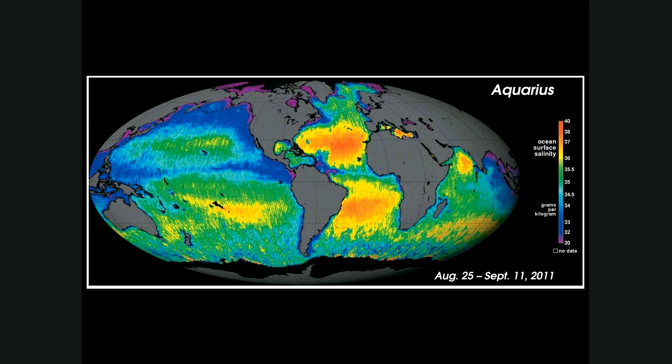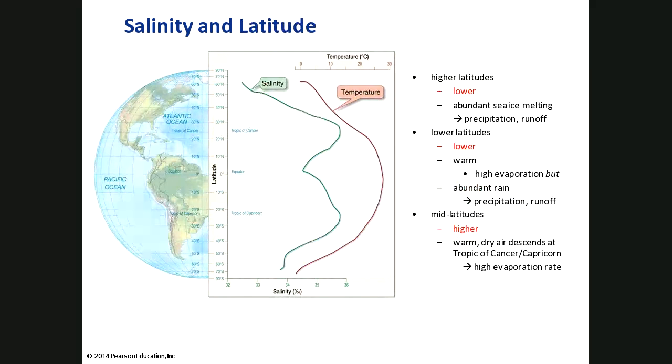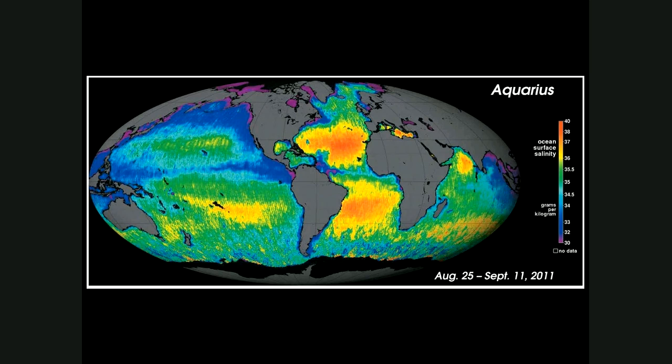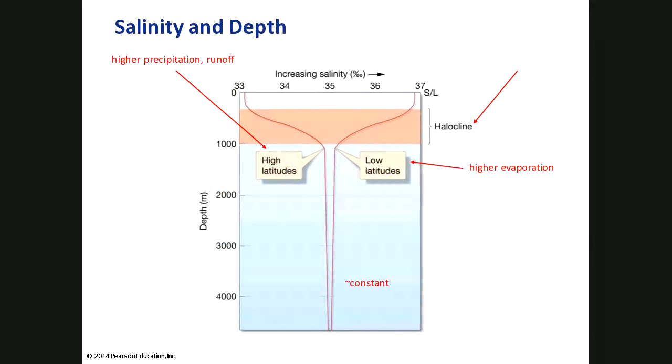Let me go back for a second. The lower latitudes, in this case, we were talking about the equator. Here, that should really say mid-latitudes. Mid-latitudes have higher salinity because they have higher evaporation and less precipitation. The tropics would fit somewhere in between, actually, because of the rain. Anyway, so we get the halocline, this change that occurs, and then down below, things can become relatively constant.